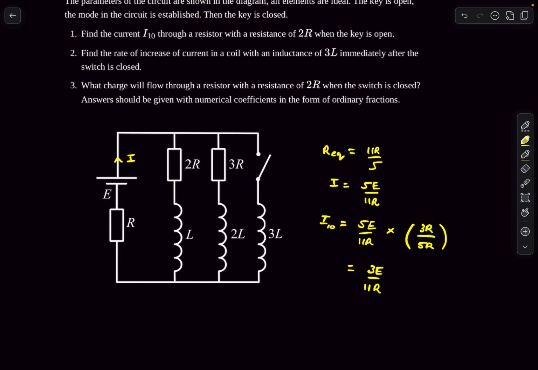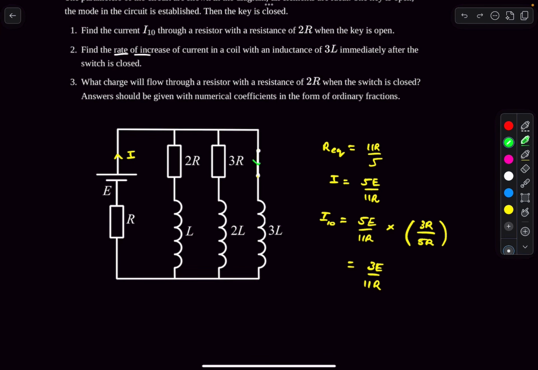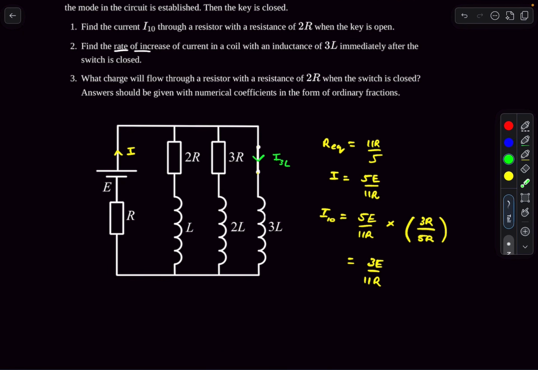In the second question, we are going to close the switch. Once we close the switch, they're asking for the rate of increase of current in a coil with an inductance of 3L immediately after the switch is closed. Let's say the current in this branch is some I3L. Right after we close the circuit, the current through the inductors cannot instantaneously change.